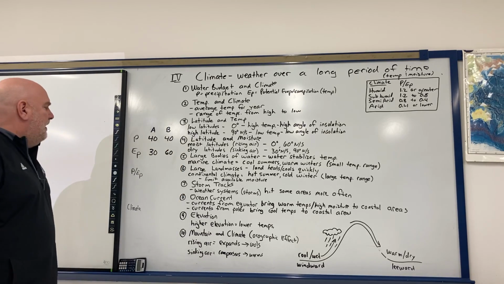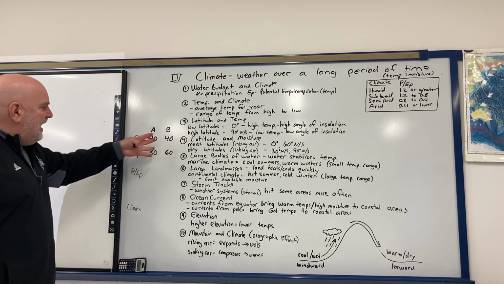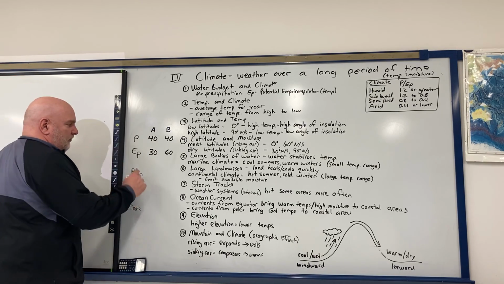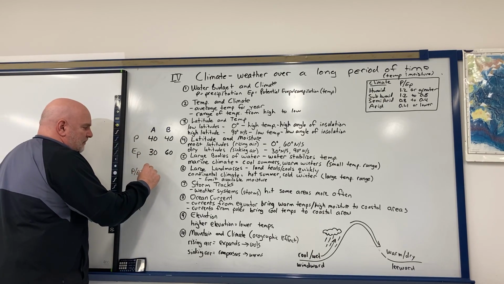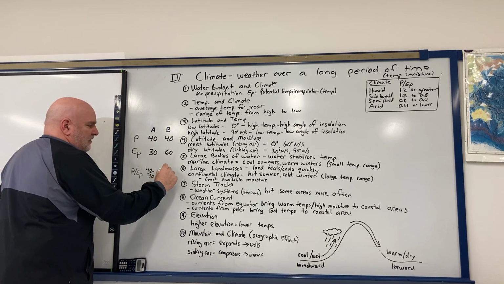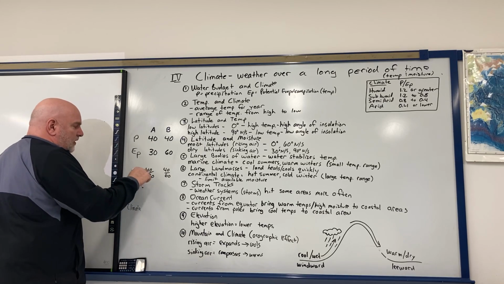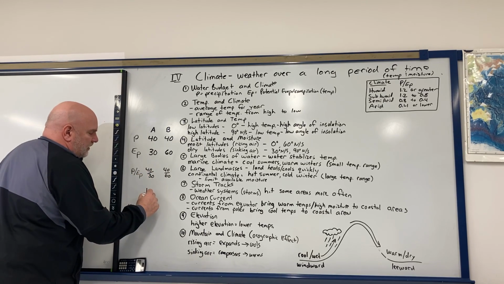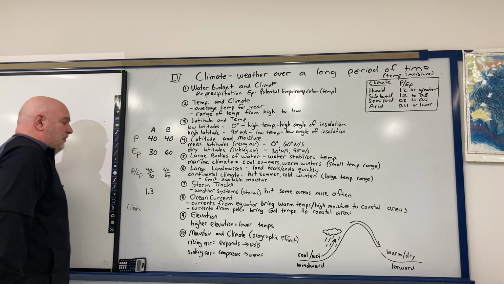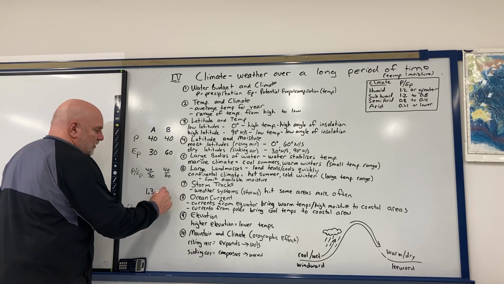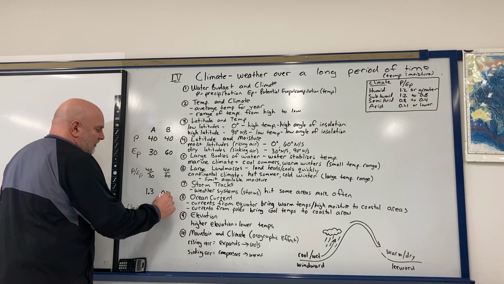Now, we use that data to plug in the PEP ratio. So for city A, that'd be 40 divided by 30. For city B, that'd be 40 divided by 60. I solve that out. 40 divided by 30 works out to be 1.3. 40 divided by 60 works out to be 0.7.